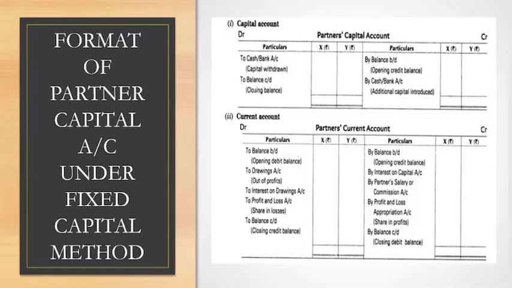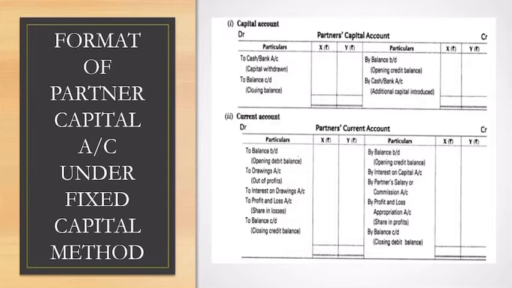So first one, partner's capital account. So as per the format of partner's capital account, we can observe the opening capital balance on the credit side, and then additional capital introduced in the form of cash or in the form of bank in the credit side.